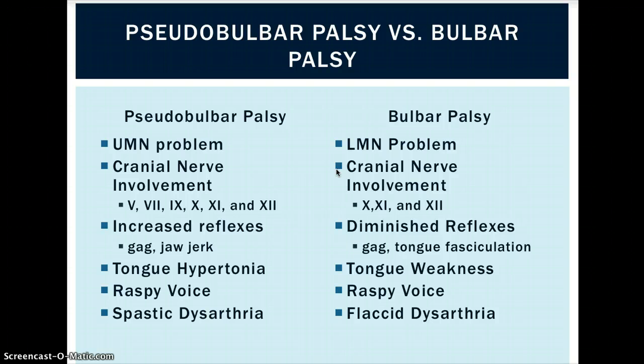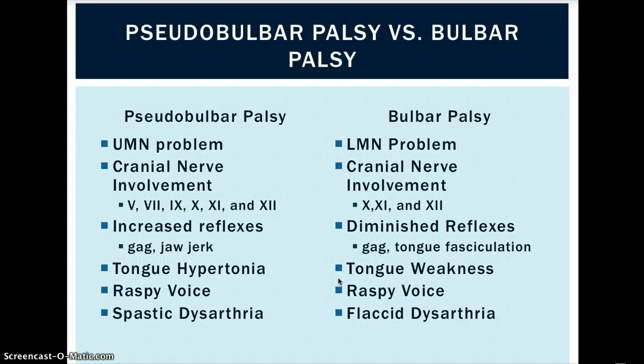You'll see hypertonia of the tongue. You'll hear a raspy voice with pseudobulbar palsy, which is something you'll hear in bulbar as well. And it's often associated with spastic dysarthria. A bulbar palsy, on the other hand, like I said, it's a lower motor neuron problem. It only involves cranial nerve 10.